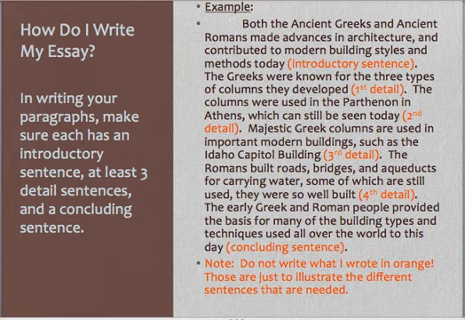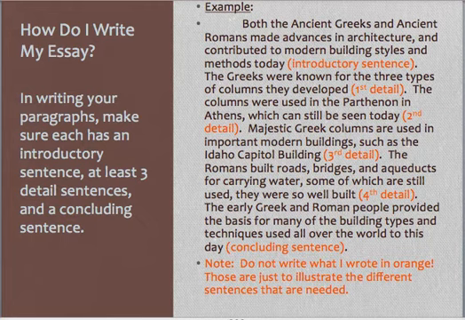The columns were used in the Parthenon in Athens, which can still be seen today. There's my second detail. Majestic Greek columns are used in important modern buildings such as the Idaho Capitol building. Here's my third detail. The Romans built roads, bridges, and aqueducts for carrying water, some of which are still used. They were so well built. And there I added a 4th detail in order to contrast how the Greeks and the Romans built things. The early Greek and Roman people provided the basis for many of the building types and techniques used all over the world to this day. And there's my concluding sentence.